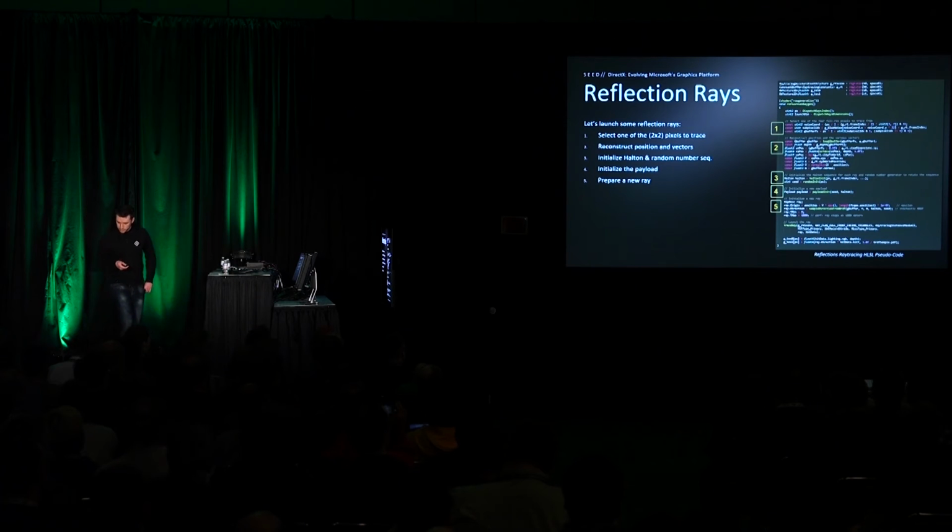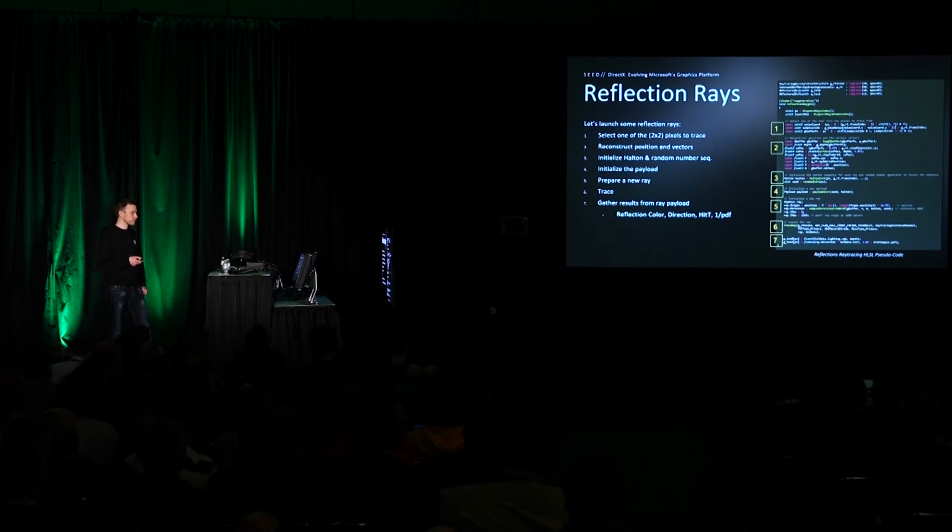So, like Matt said, you specify origin and direction. We specify direction based on some material properties, actually, but I'll cover that in the NVIDIA session, because that's a bit much for this session. We then trace, and then we gather the results from the payload. And so for the temporal filtering of the reflections, we gather not just the color, but also the ray direction, the ray length, and one over the PDF.